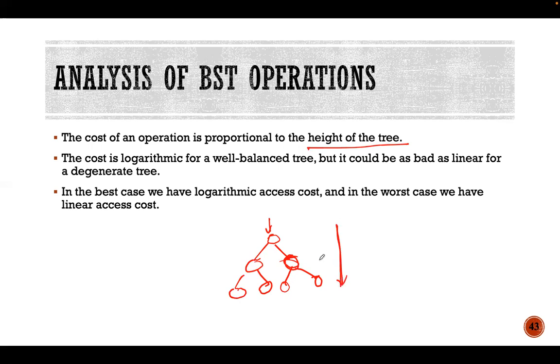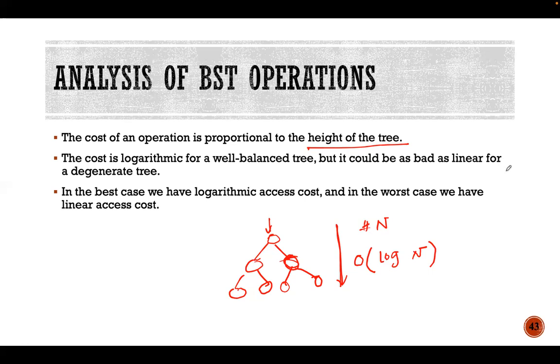Now what is the height of the tree? The height of the tree is logarithmic. If n is the number of nodes in the tree, and if the tree is well balanced, the height can be log of n, and each operation in the best case can be of order log n, but it can also be as bad as linear.